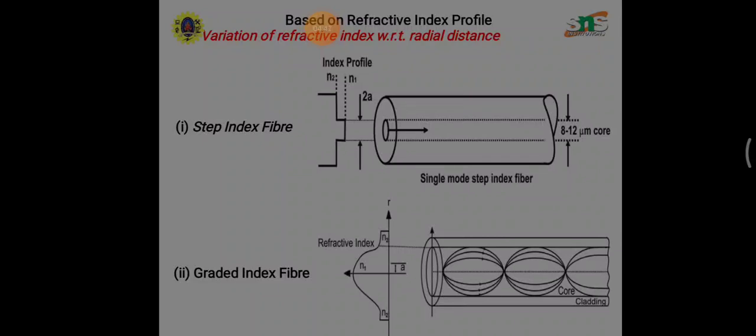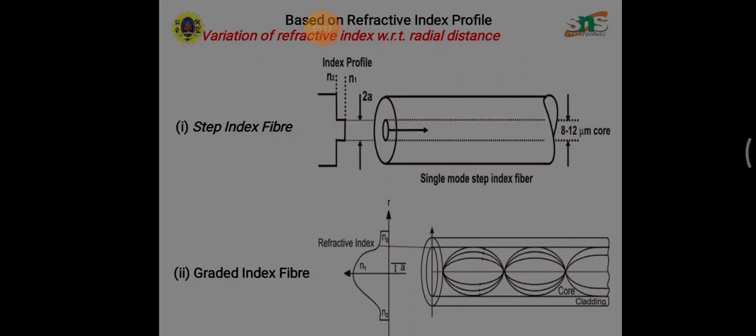Step index fiber has a lower bandwidth and graded index fiber has a higher bandwidth, that means multimode. And distortion is more in a multimode step index fiber. That means when a ray travels through a longer distance, there will be some difference in the reflected angles. Hence, high angle rays arrive later than the lower angle rays. Therefore, the signal pulses are broadened, thereby resulting in a distorted output.